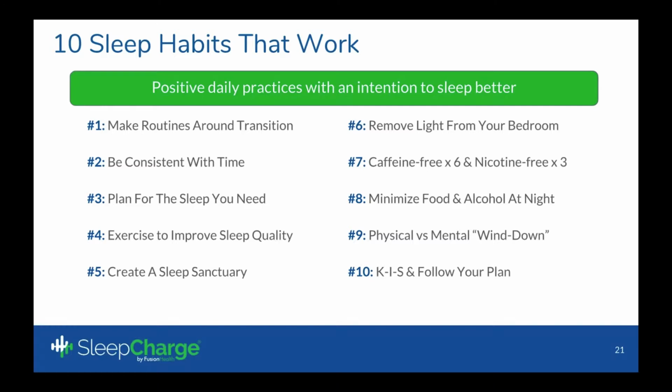Number 7 is caffeine-free times 6 and nicotine-free times 3. What I mean by that is that caffeine sits around in your body for around 6 hours. It doesn't leave your brain alone for at least 6 hours. So you definitely don't want to have caffeine within 6 hours of sleep. For some people, it's even longer. It can be 9 hours. So, the 12 o'clock in the afternoon folks that can't have any caffeine after 12 because it'll keep them awake, that's real. That's really associated with its half-life in your blood.